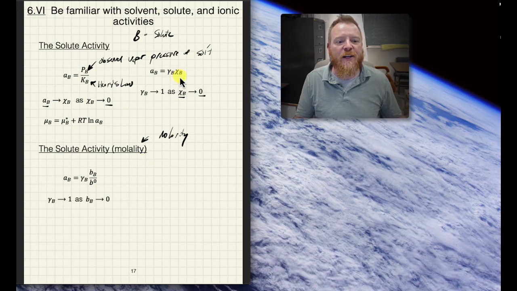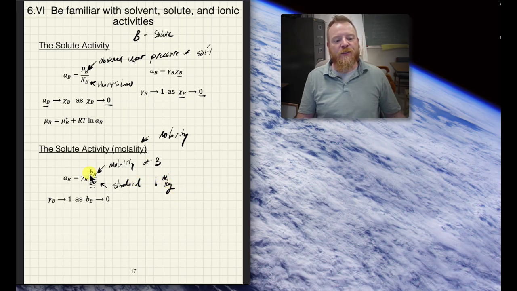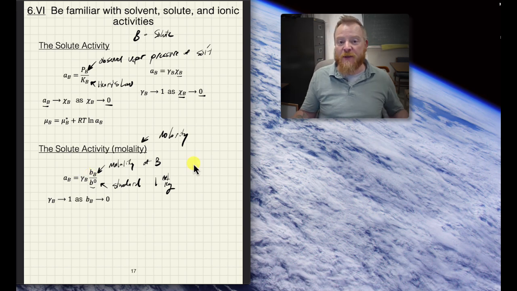And now you can see here we replace mole fraction with this ratio of terms. So that little b of B, that is the molality of the solute. And now that b naught, that's our standard molality, which is 1 mole per kilogram. So it's divided by that standard value to make the units work out, right?